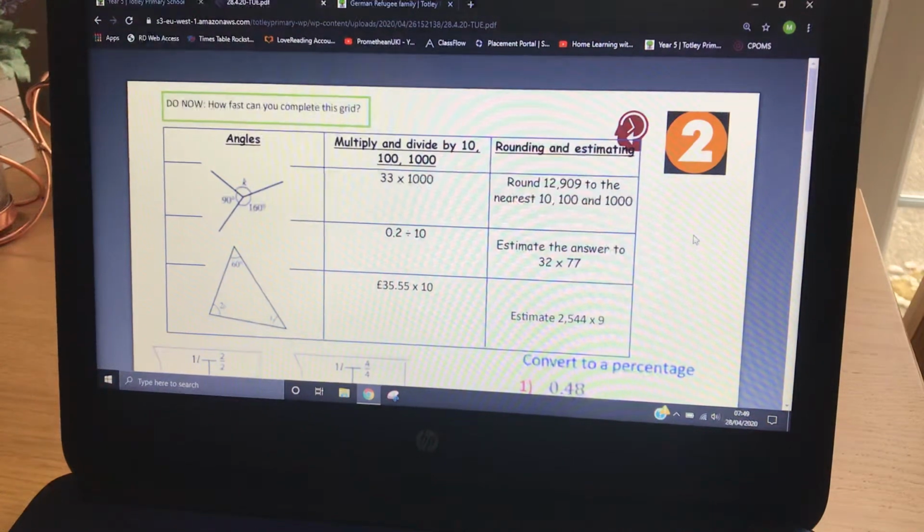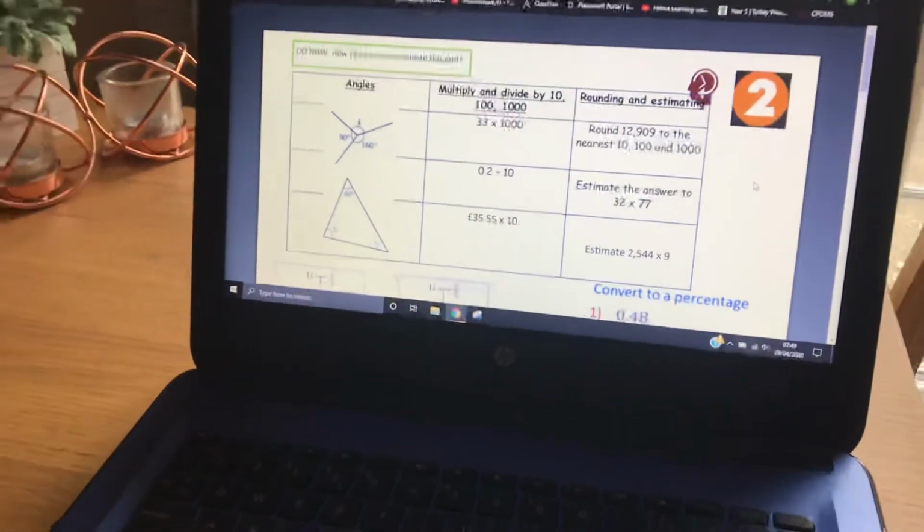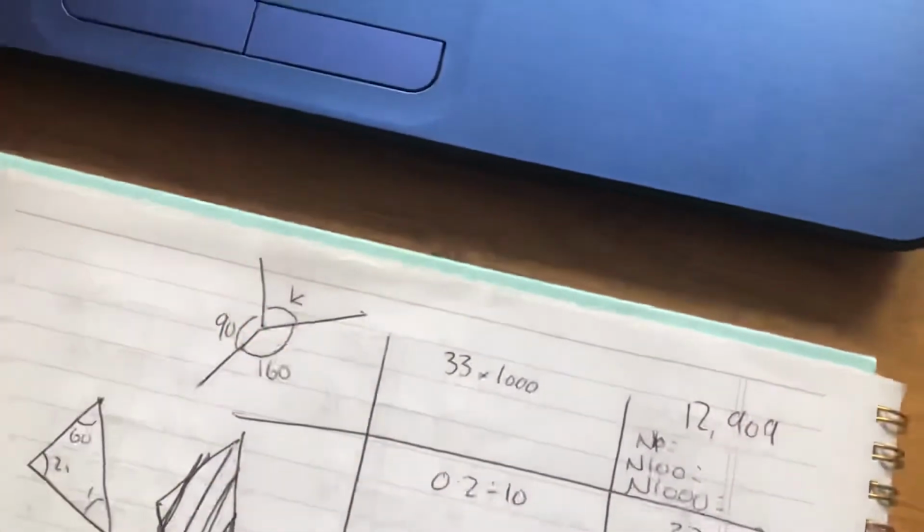Good morning, Year 5s. It's a rather grey dull day today, but it is Tuesday and it is our maths. So, here as I do now, I'll also go through the answers for your fractions, decimals, percentages as well. So, let's get started with our do now.